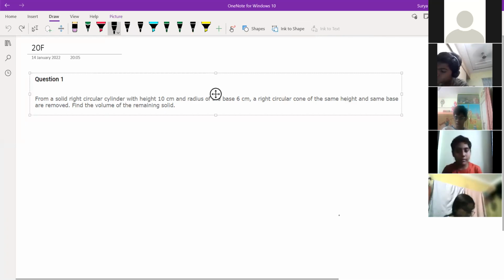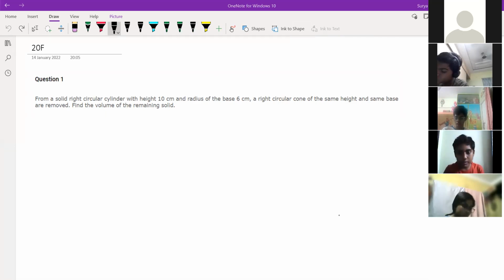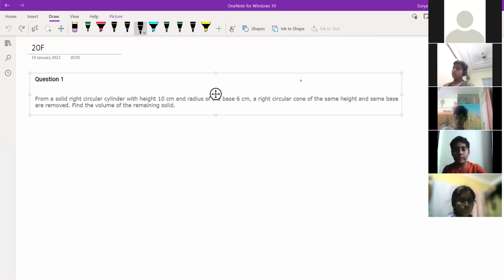Anyone who finds the answer can write in the chat box, children. And those who are not getting it, please try to understand here.